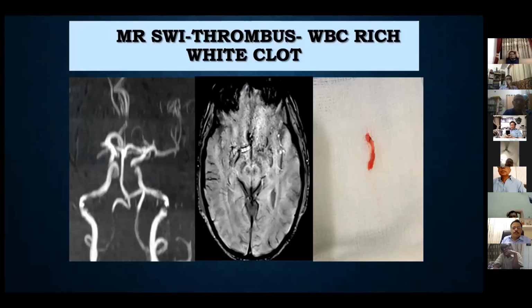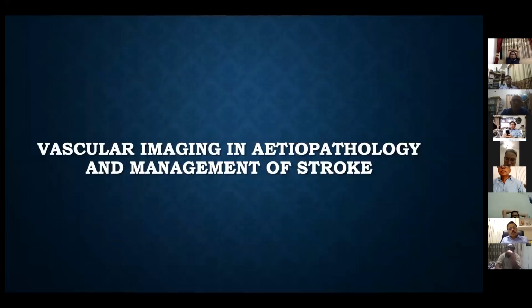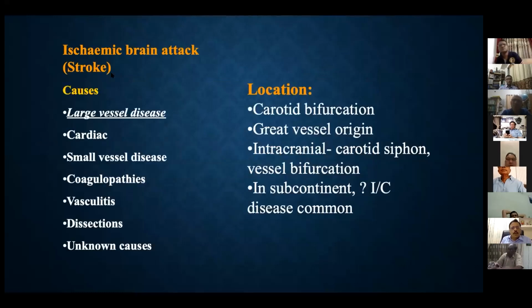So from acute stroke imaging, I will come now to vascular imaging and pathology, which I think the majority of you will be interested in. So coming to the causes of stroke, large vessel disease is one of the major causes, cardiac causes are there. Then there's small vessel disease, coagulopathy, vasculitis, dissections, and many other reasons. Now coming to atherosclerotic disease, we know the most common site is the carotid bifurcation, but it can happen at the carotid vessel origin, it can be intracranial, and probably in our subcontinent, we are seeing a lot of intracranial atherosclerosis.